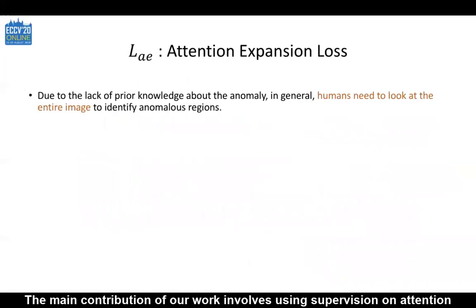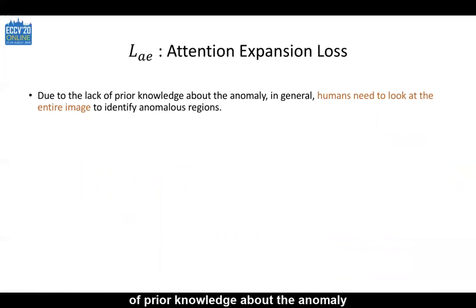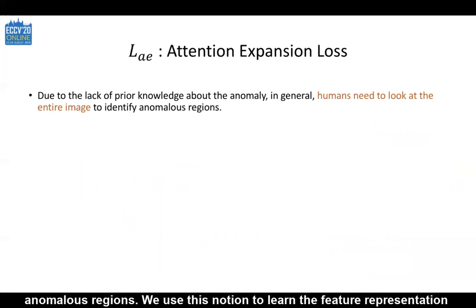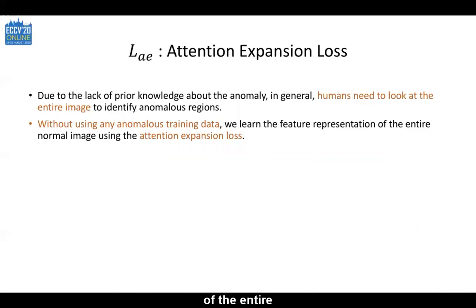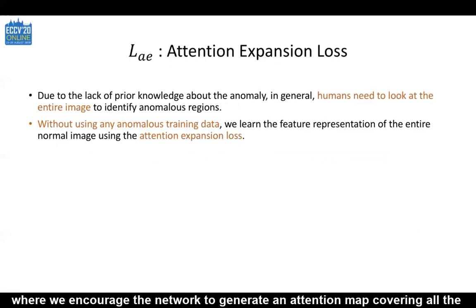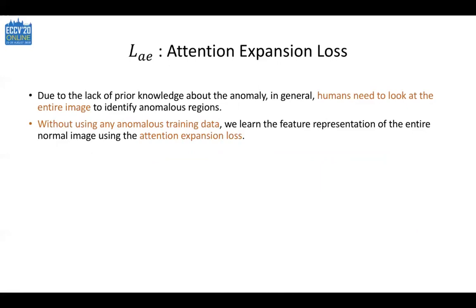We now discuss CAVGA in the unsupervised setting. The main contribution of our work involves using supervision on attention maps to spatially localize the anomaly in the image. Given the lack of prior knowledge about the anomaly, in general, humans need to look at the entire image to identify anomalous regions. We use this notion to learn the feature representation of the entire normal image by proposing an attention expansion loss, where we encourage the network to generate an attention map covering all the normal regions.